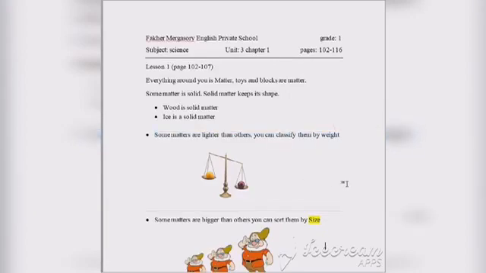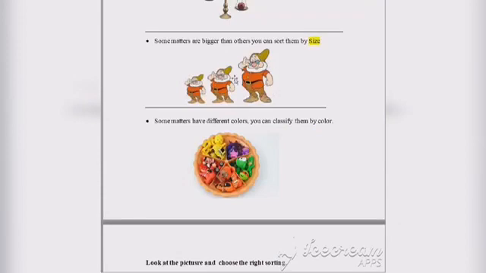Okay, let's move on. We have 3 matters here. Do you see these 3 pictures? Let's talk about them. Some matters are bigger than others. You can sort them by size. You can sort them by what? By size. The size of this picture is bigger than the size of this picture. The size of this picture is smaller than the size of this picture, which means that matter can be sorted by size.